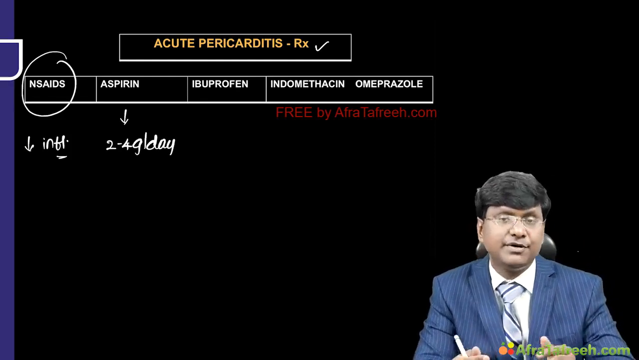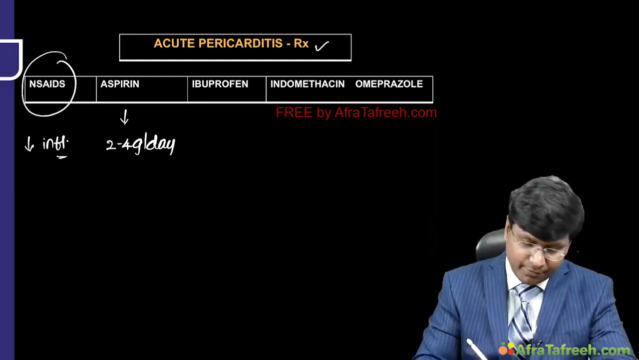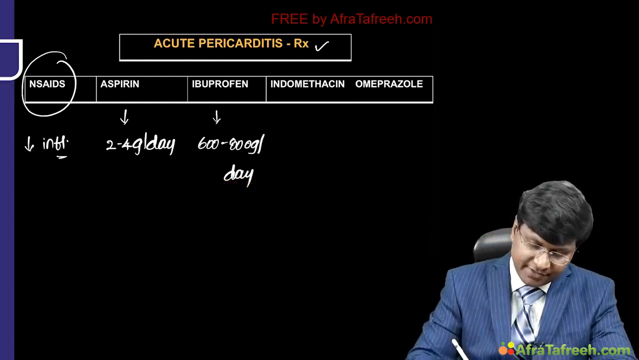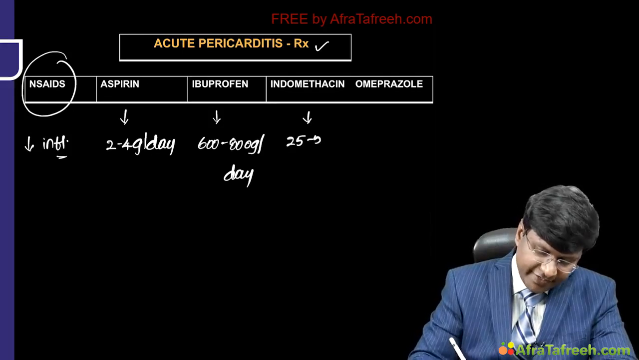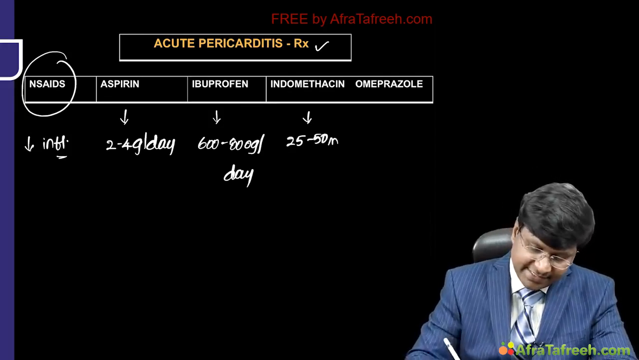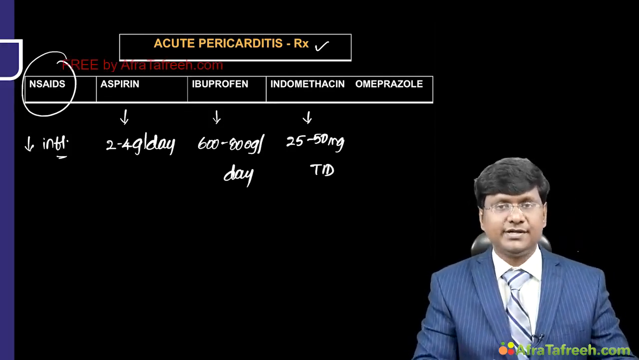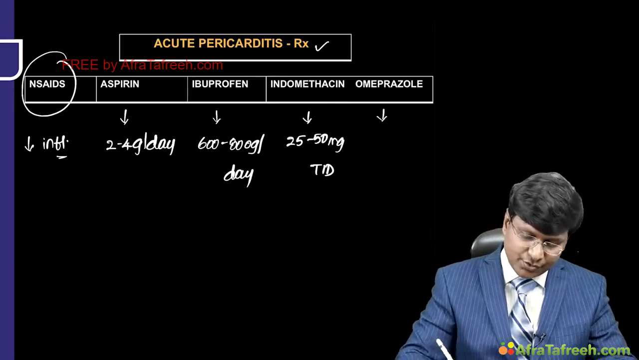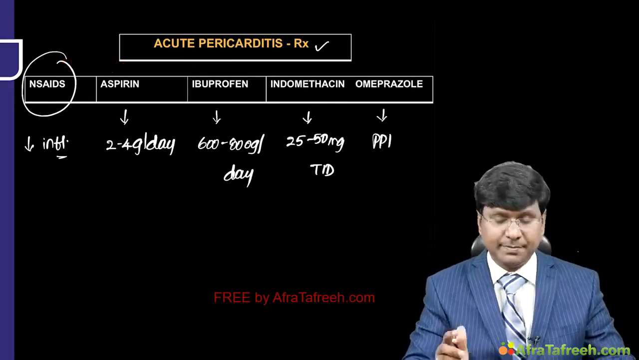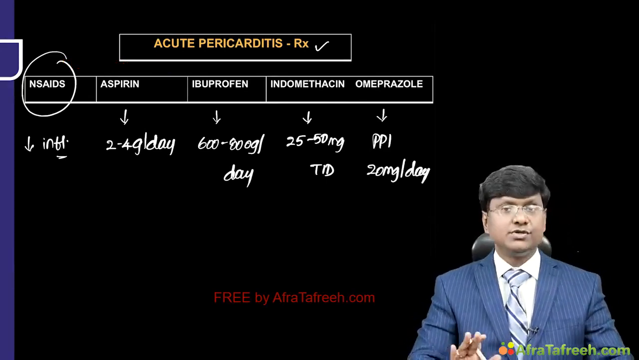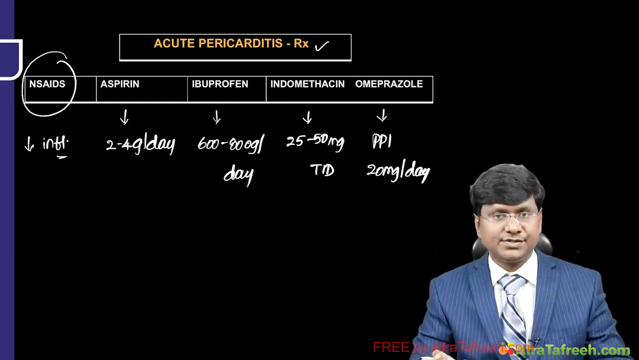If you are giving ibuprofen because aspirin is contraindicated, then the ibuprofen dose is 600 to 800 milligrams per day. If you are giving indomethacin, then the dosage will be 25 to 50 milligrams, given thrice daily. These are drugs which can cause severe gastritis. So in order to prevent the gastritis, you need to give a proton pump inhibitor, omeprazole, 20 milligrams per day. So this will be the treatment for acute pericarditis.